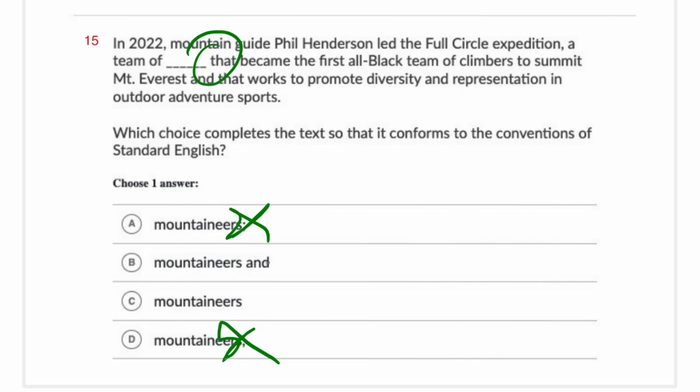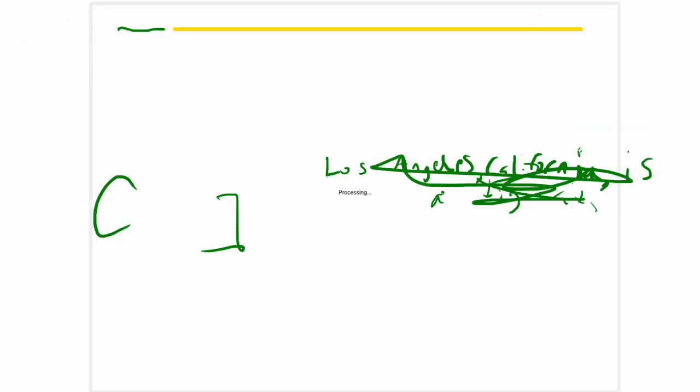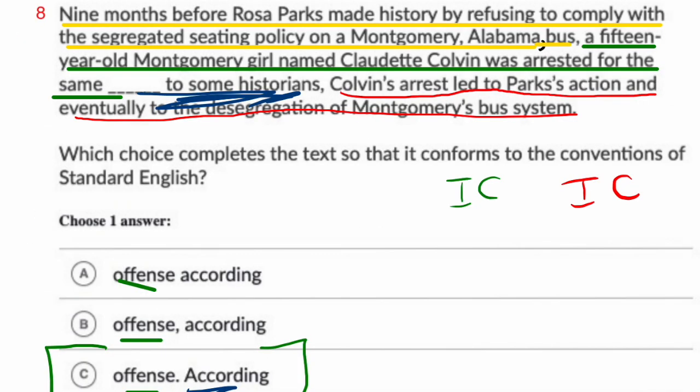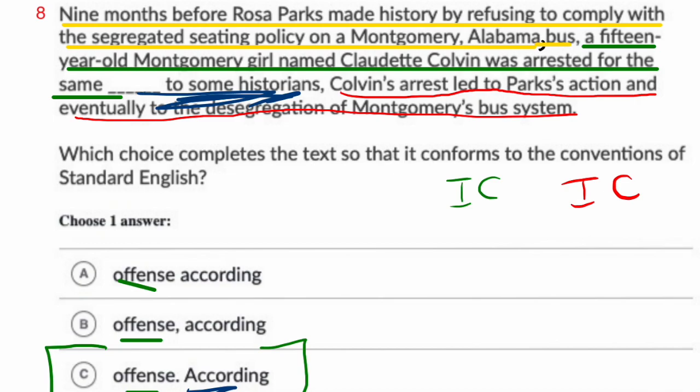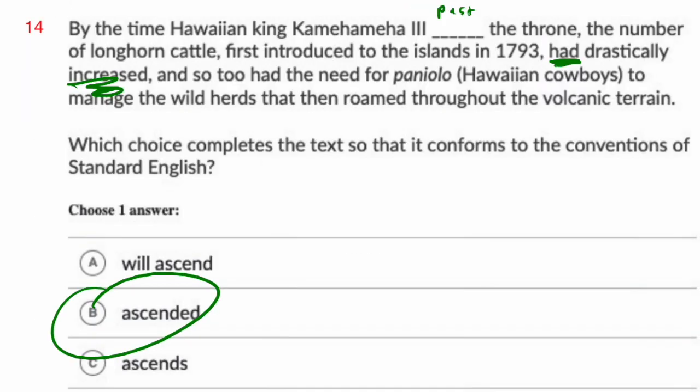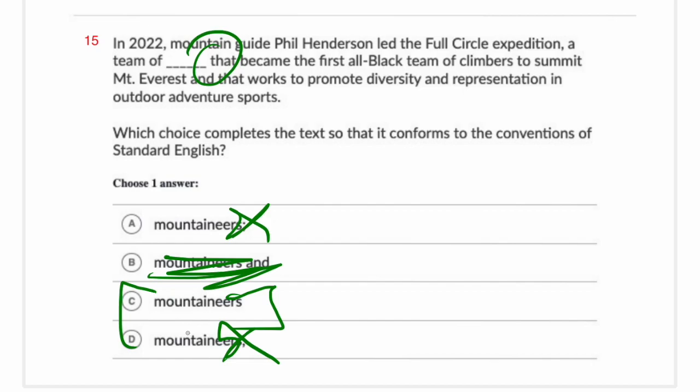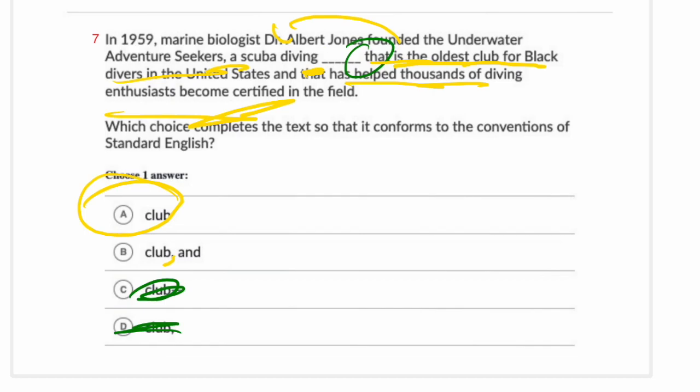And then B creates issues that are quite similar to the issues created by answer choice B on number 7. Yeah, a team of mountaineers that became the first team of climbers to summit Mount Everest, to climb to the summit of Mount Everest, and that works to promote diversity and representation in outdoor adventure sports. Yep, really, really similar to that earlier question in more ways than one. In content as well.